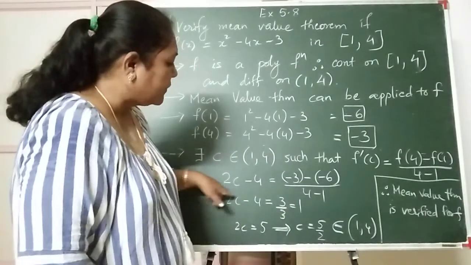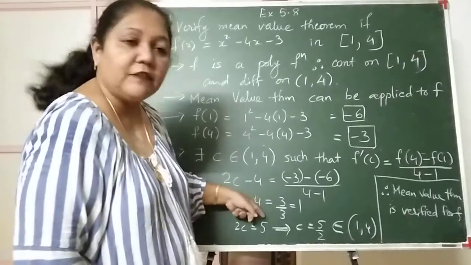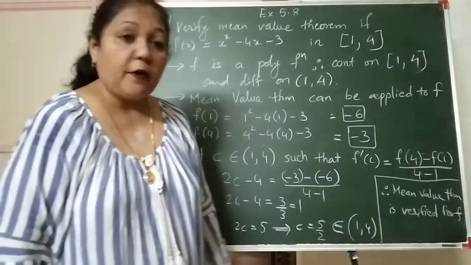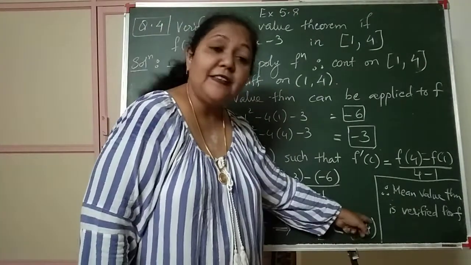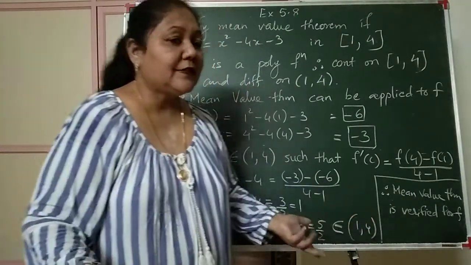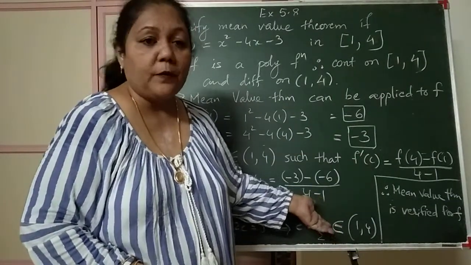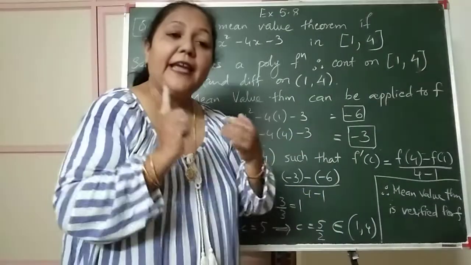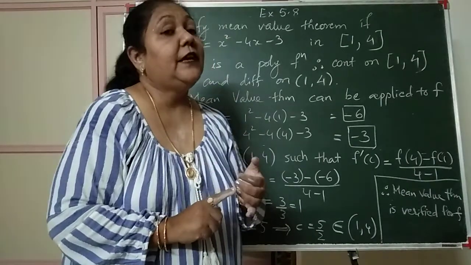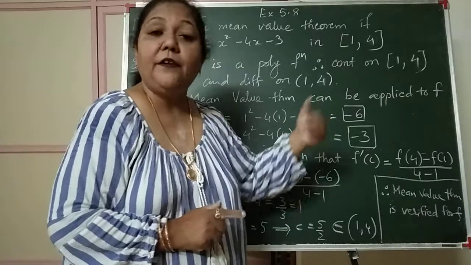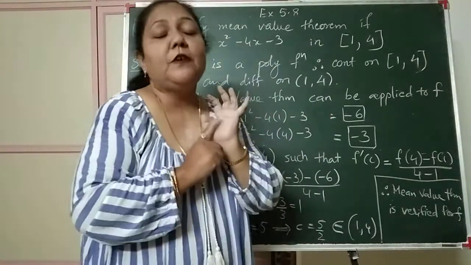So you got 2c minus 4 is 1, that is, 2c is equal to 5. c is equal to 5 by 2. 5 by 2 means 2.5. So 2.5 lies between 1 and 4. So yes, my c belongs to the open interval 1 comma 4. And if you are able to find the c, then you say that yes, mean value theorem is verified for the function f. So what was mean value theorem?